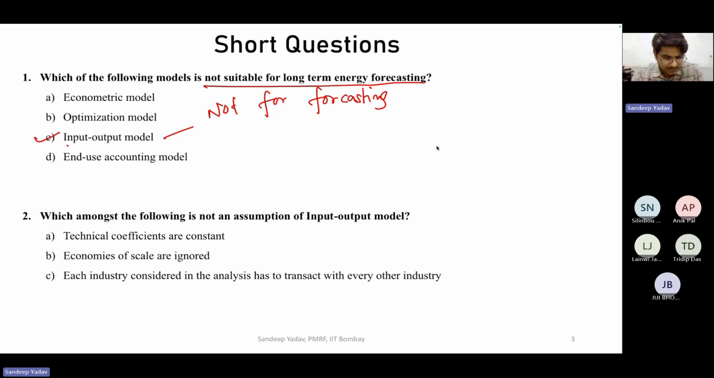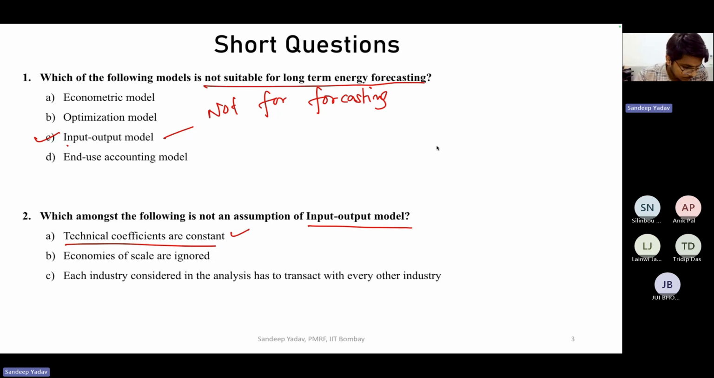Second question says, which among the following is not an assumption of input-output model? First is technical coefficients are constant, second is economies of scale are ignored, third is each industry considered in this analysis has to transact with every other industry. As we know, in the input-output analysis model, the first assumption is that the model considers a short-term relationship between different sectors of the economy. Thus, the coefficients which relate the industries with each other, technical coefficients, are assumed to be constant. So option number one will be correct.